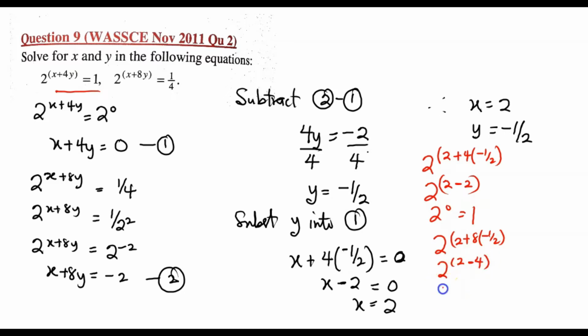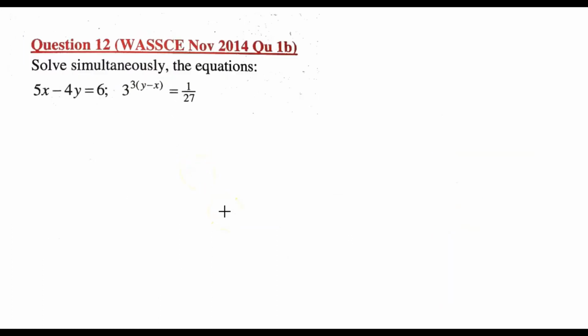And that will be giving us 2 to the power negative 2. And 2 to the power negative 2, with respect to indices, is the same as 1 over 2 to the power 2, which is giving us an answer of 1 over 4. So it tells us that the values of x and y are the true values that satisfy the two equations. Alright, so let's move to the next example.